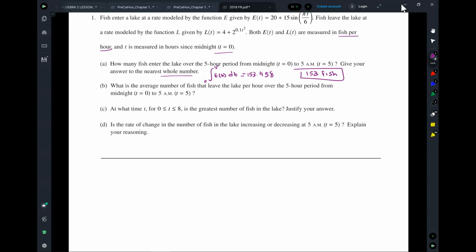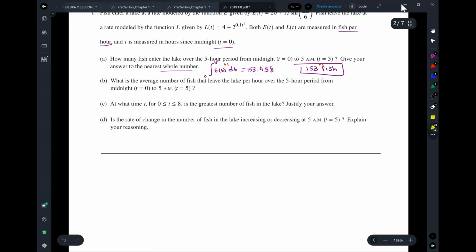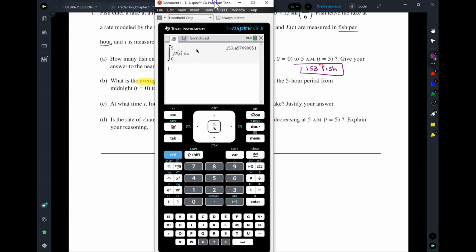Okay, so for this, I do have the rubrics of how they were scored that year in 2019, and you get 1 point for the correct integral and 1 point for the correct answer. Okay, so 2 points for this. Now, what is the average number of fish that leave the lake per hour over the 5 hour period? So average value, right, is 1 over 5 minus 0, integral from 0 to 5, that leave the lake, L of t dt.